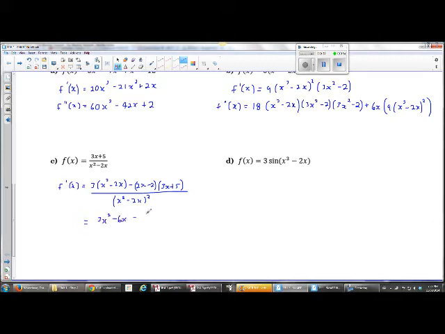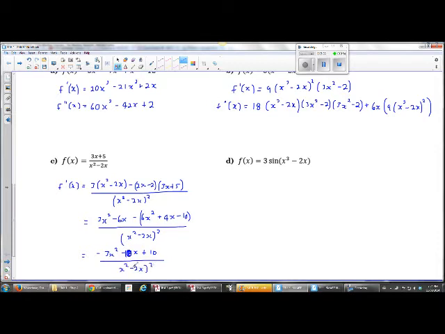minus 6x squared plus 10 minus 6 would be plus 4x minus 10, all over x squared minus 2x squared. And then I'll just simplify this, so I'm going to have negative 3x squared minus 2x, sorry, minus 10x plus 10 over x squared minus 2x all squared.